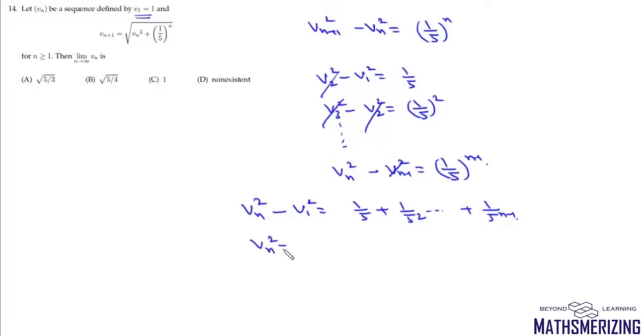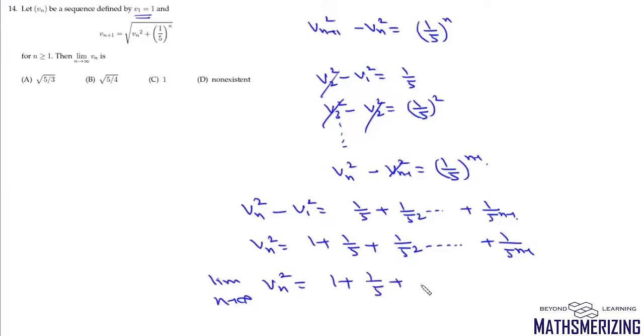So we can write Vn square as, now V1 is 1, 1 plus 1 by 5, 1 by 5 square, 1 upon 5 to the power n minus 1. Now we need to find this limit, limit n tends to infinity Vn. So we'll find limit n tends to infinity Vn square. It is nothing but this infinite GP. So we know that sum of infinite GP is a upon 1 minus r.